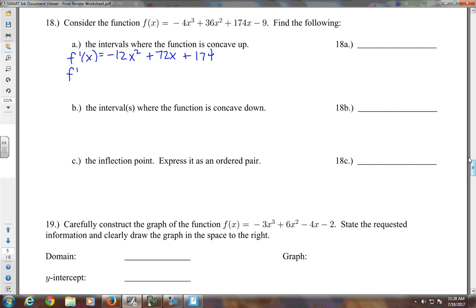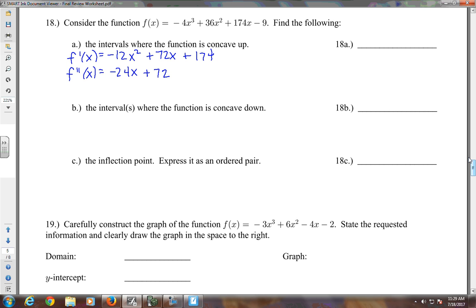Now, pass through to the second derivative. That's the one I'm interested in on this problem. It is essential that I get these derivatives right. If I mess up on my derivative, I'm not going to be able to give the correct intervals of concavity. So take your time and differentiate carefully. So, second derivative here would be negative 24x plus 72.